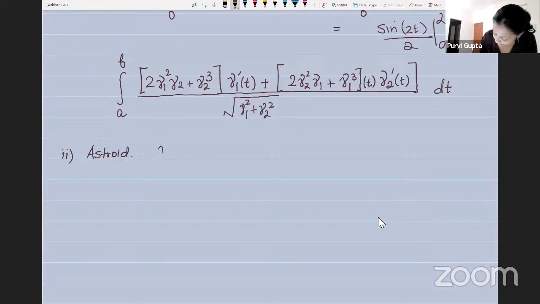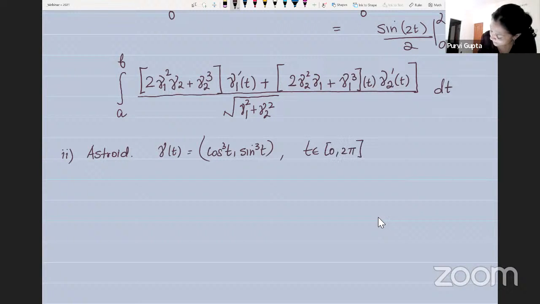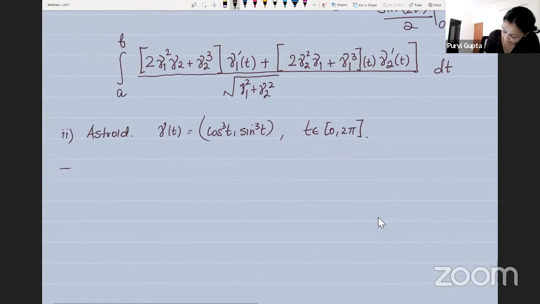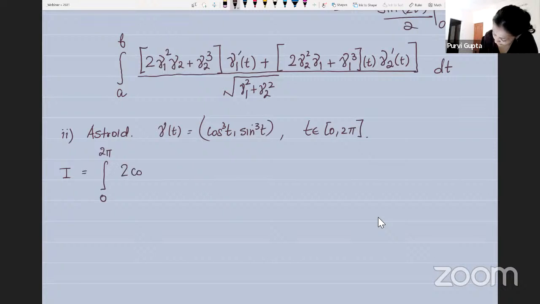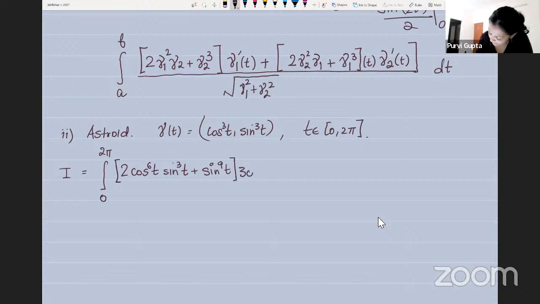For the asteroid, remember that gamma t was cos cube t, sine cube t, and t was again coming from 0 to 2 pi. So I will just write out the entire expression. I get the integral from 0 to 2 pi, and let's see how far we can take this. So I have 2 cos 6t, then I have sine cube t plus sine 9t, and then the derivative of gamma 1, which is 3 cos square t, and there's a minus in front, sine t.